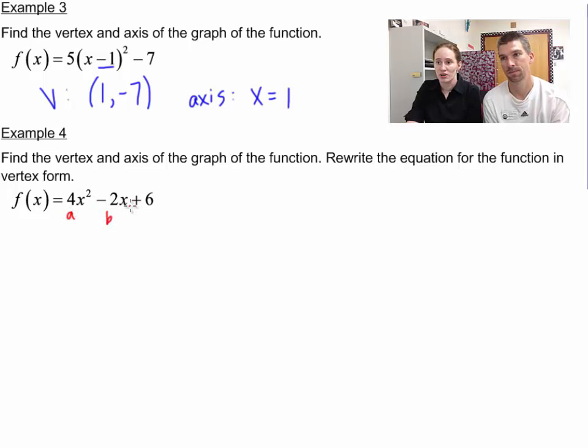It goes in order if your function is in order: x squared, x, and then your number. A, B, C, do, re, mi, it goes in order. Like in the sound of music, do, a deer, a female deer.